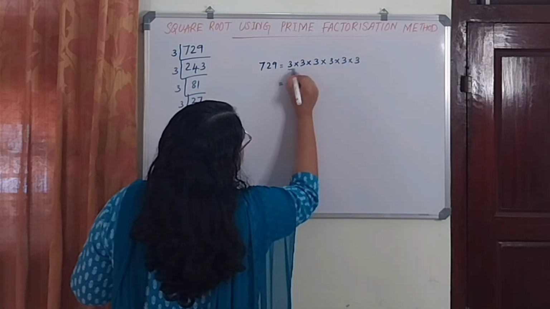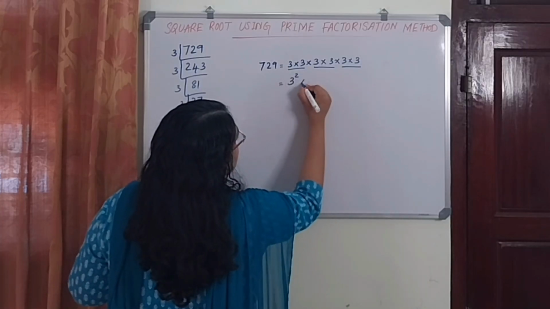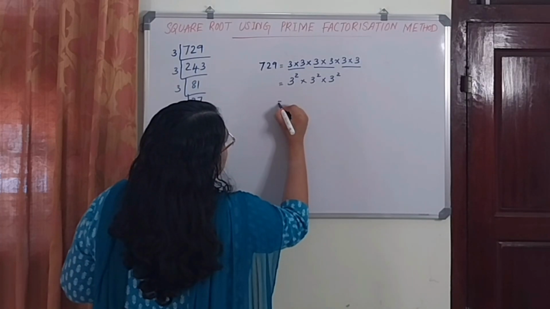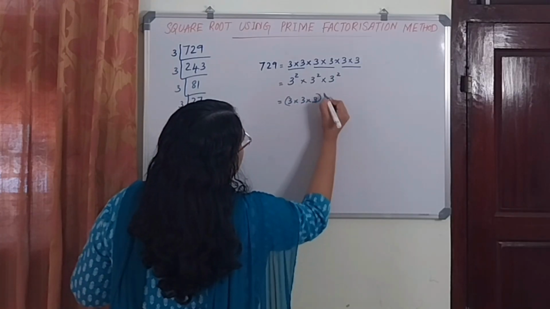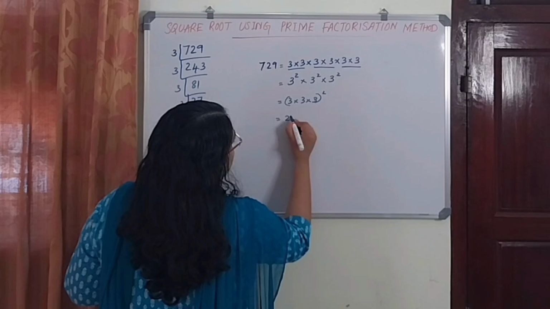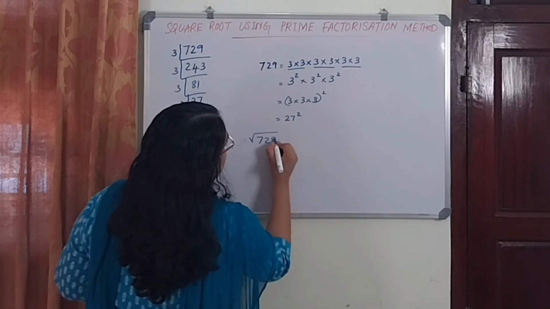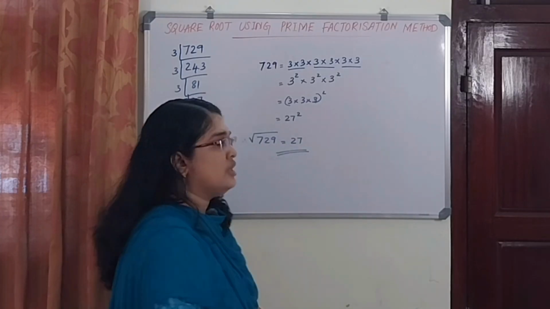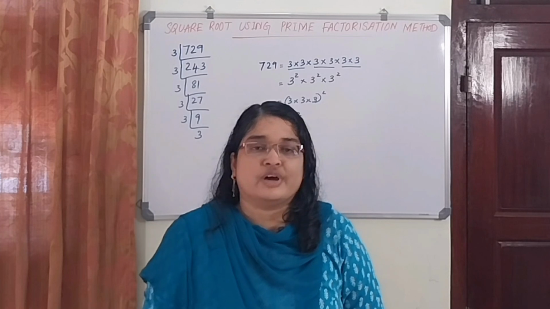We pair these like this and write them as powers. 3 square into 3 square into 3 square equals 3 into 3 into 3 the whole square equals 27 square. Therefore, the square root of 729 equals 27. Like this, we can find the square root of any square number.